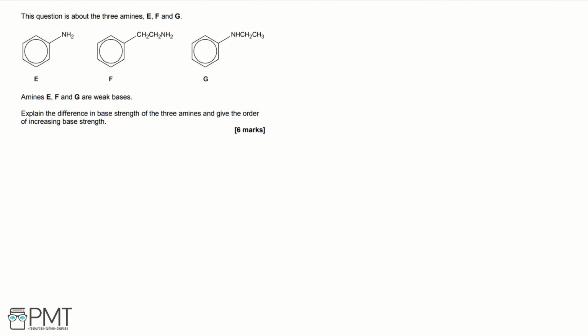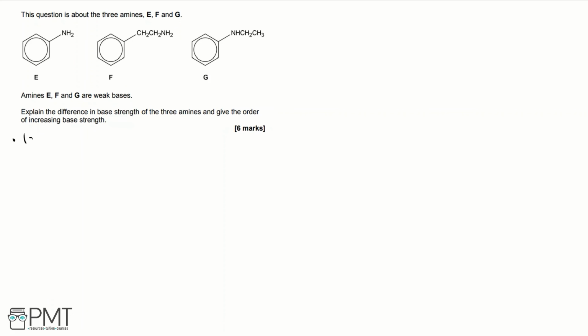This question is about 3 amines, E, F, and G. Amines E, F, and G are weak bases. Explain the difference in base strength of the 3 amines and give the order of increasing base strength. So the strength of a base depends on the availability of the lone pair on nitrogen. So this is our first marking point.